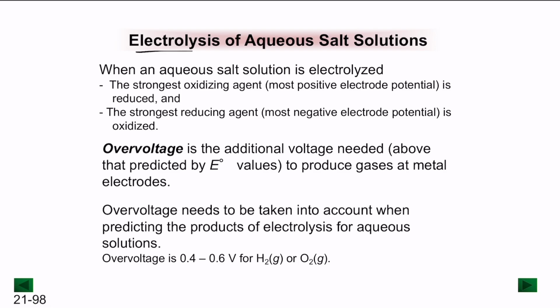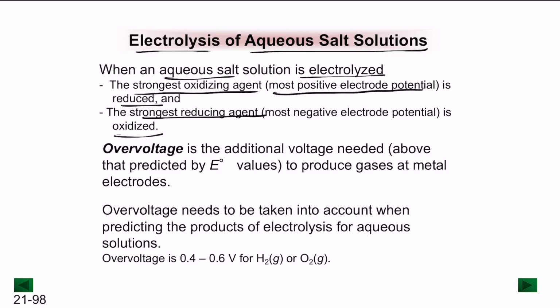So let's next look at electrolysis of aqueous salt solutions. When an aqueous salt solution is electrolyzed, the strong oxidizing agent is reduced and the strong reducing agent is oxidized. The strong oxidizing agent is the one that has the most positive electrode potential, and the strong reducing agent is the one that has the most negative electrode potential.